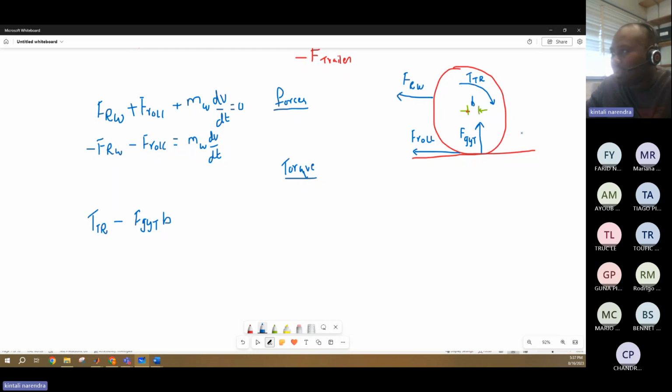Now F roll. See, this F roll is a frictional force, so it will also develop some torque because of this friction. There is a force, and also the radius of the wheel. You're pulling it, right? So there will be a torque because of this F roll. So plus F roll into the radius of the wheel is equal to the inertia of the wheel into the angular acceleration of the wheel.